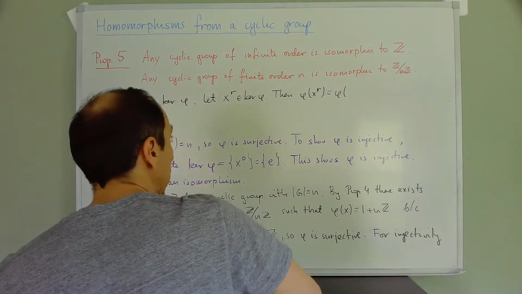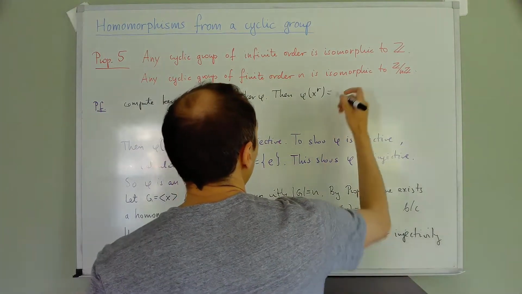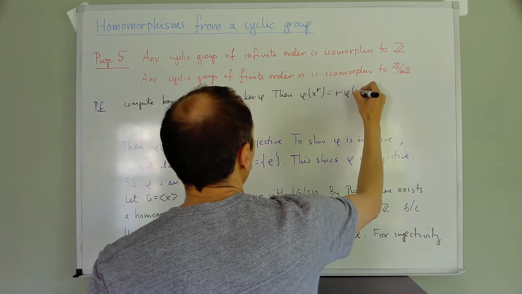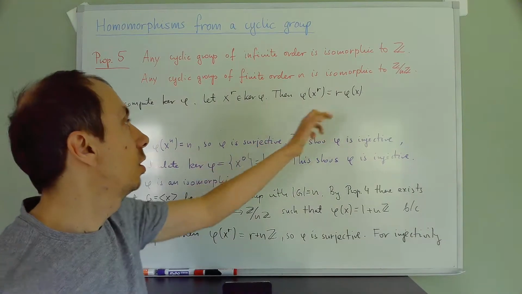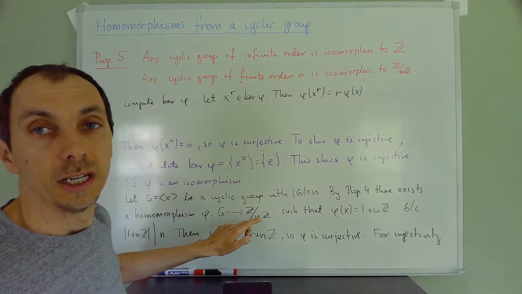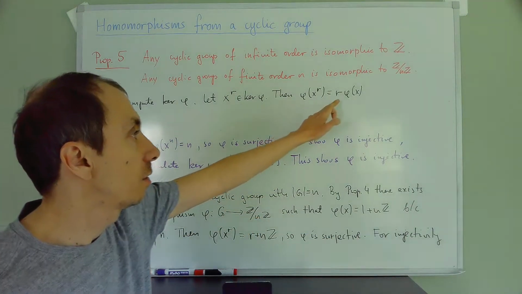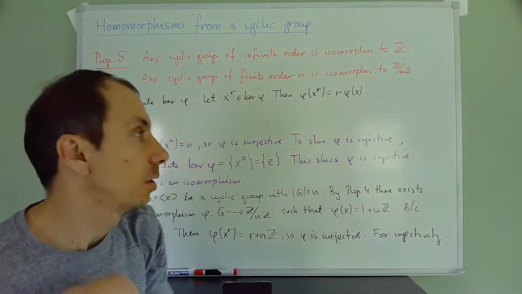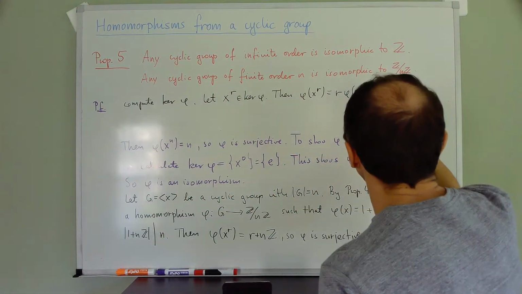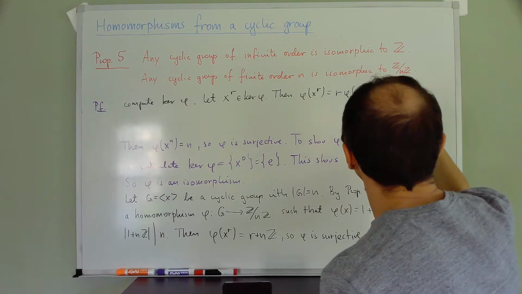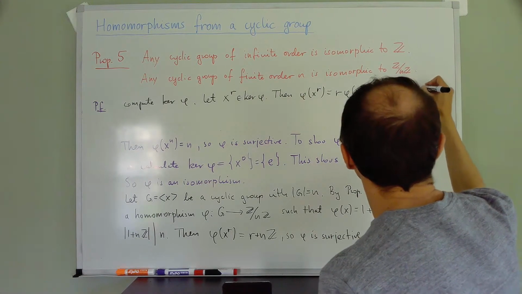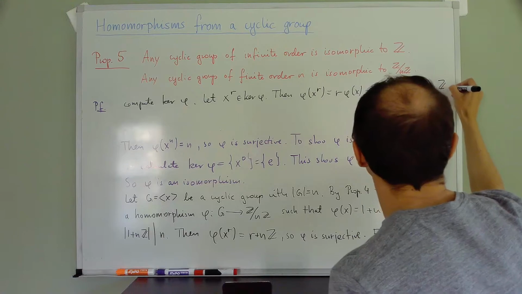Okay, so it's phi of x to the r, but here I'm going to write it like this because the operation here is addition of congruence classes. So it's kind of awkward to write a power. I'm just going to write it like this. So, but phi of x, so this is r times 1 plus nZ. So that's r plus nZ.